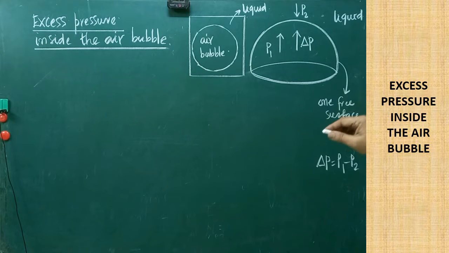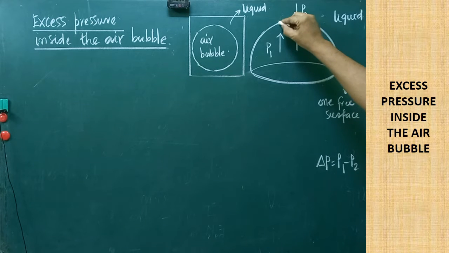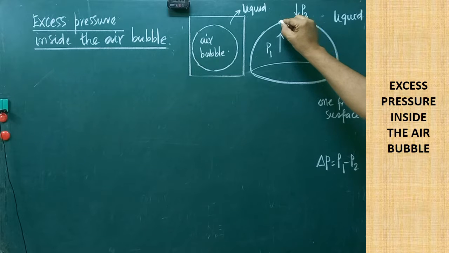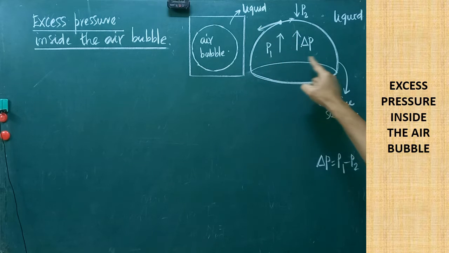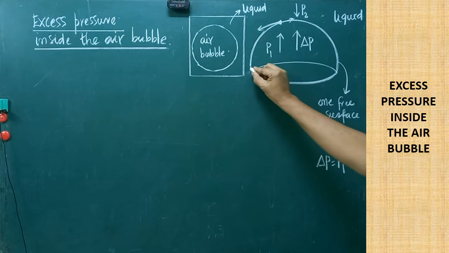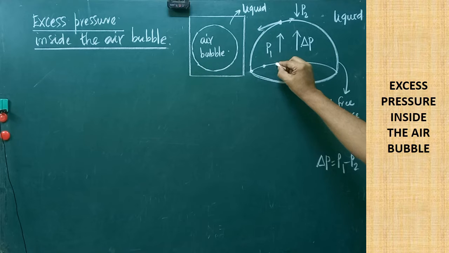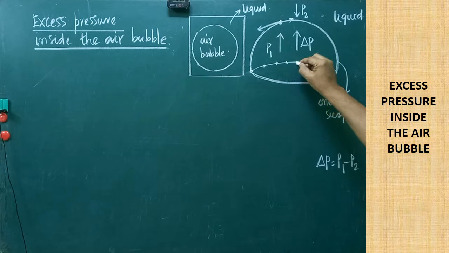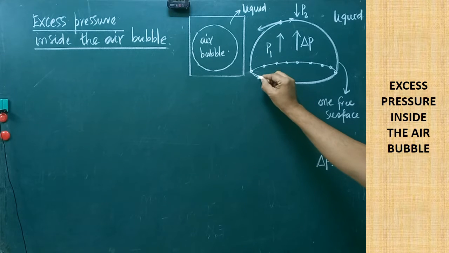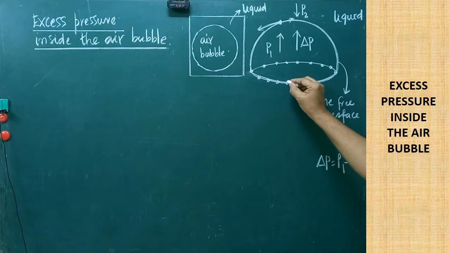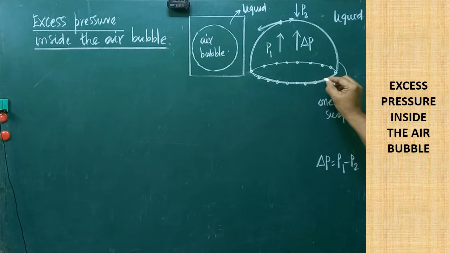And one more thing: here let us imagine a molecule. That molecule is pulled by two forces due to surface tension. If it is extended for the molecules present on the rim, these are all the molecules which are present on the circumference of the rim of the air bubble.